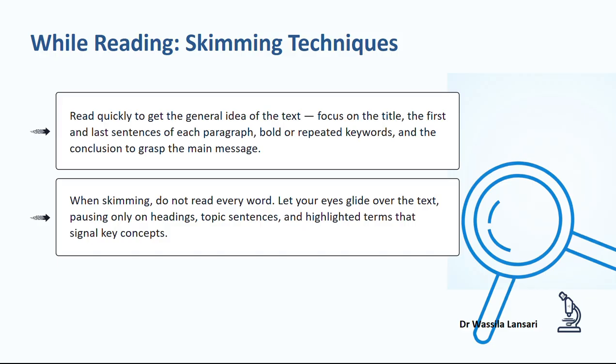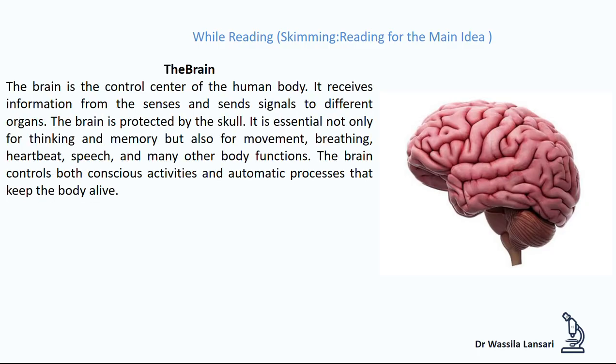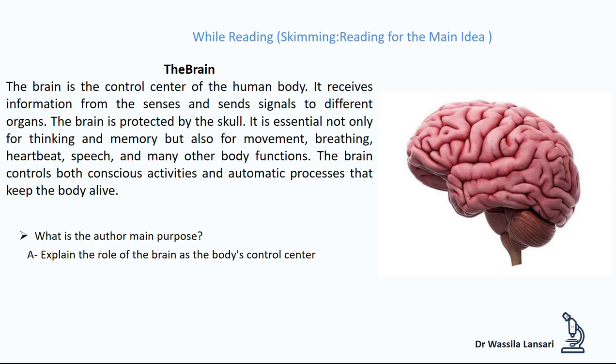For example, after skimming the text about the brain, we may have answered the question, what is the author's main purpose? Here the answer is, the author's main purpose is to explain the role of the brain as the body's control center. So skimming helps us identify the main idea without reading every detail.